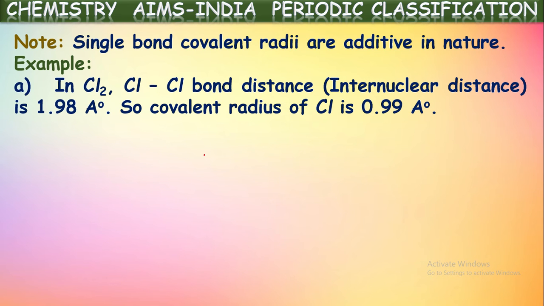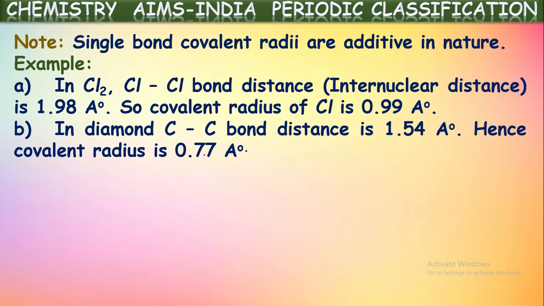For example, in Cl2 molecule, the chlorine-chlorine bond distance is 1.98 angstroms. So covalent radius becomes half of that, that is 0.99 angstroms. Okay, that is considered as the atomic radius of chlorine atoms. But as the number of bonds between the atoms increases, bond length decreases.